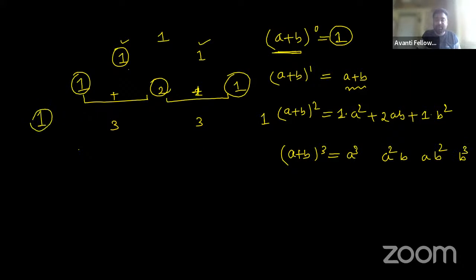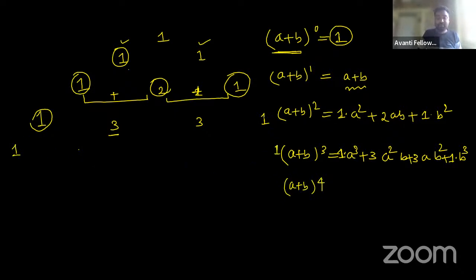First coefficient is 1 into a cube plus 3 into a square b plus 3 into a b square plus b cube, that is 1. So you got the expansion of a plus b to the power 3. Similarly, if I ask you to write the expansion of a plus b to the power 4, then what will it be? Follow the same process, that is 1 here.